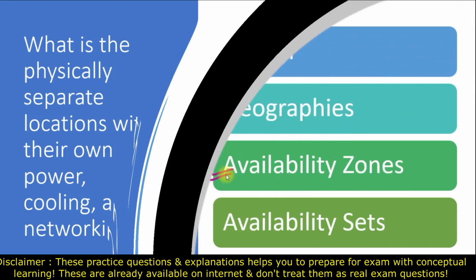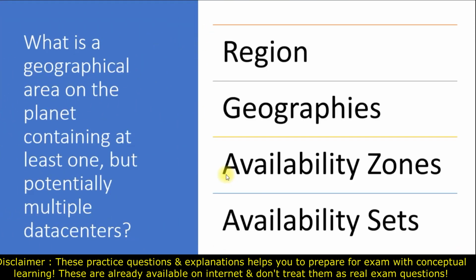Let's talk about the next question. In this question, they are asking what is the geographical area on the planet containing at least one, but potentially multiple data centers. That means here we are talking about regions. The options are region, geographies, availability zones, and availability sets. So for this question, we will go for the region.